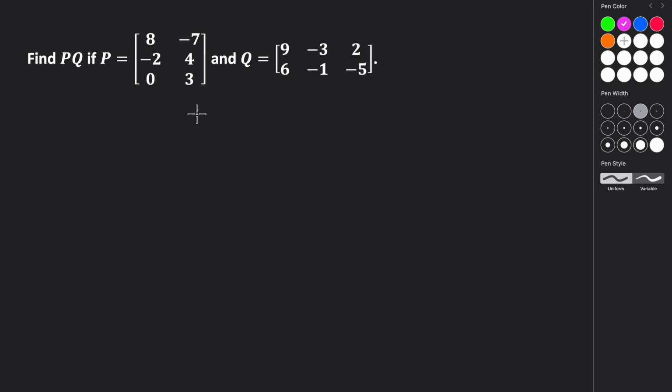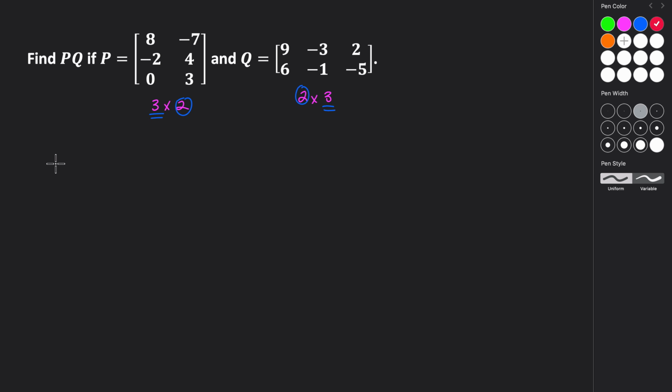Let's try one last matrix multiplication problem. So here we have a 3 by 2 matrix, and here we have a 2 by 3 matrix. So these have the same number of columns and rows, which tells us that if I multiply P times Q, I should be getting a 3 by 3 matrix. So this is telling us that PQ should be a 3 by 3 matrix.